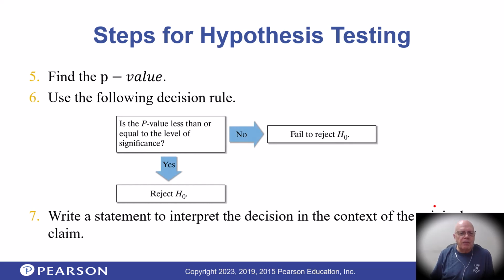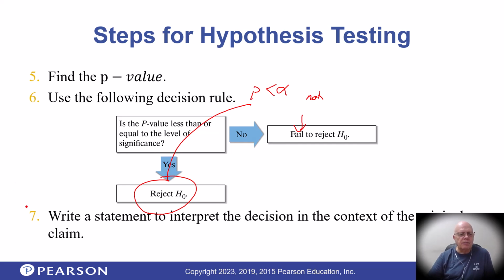After you get the p-value, very easy decision rule. Talk about the p. Is it less than the level of significance? If it's less than, you're going to reject the null. If it's not, then you'll fail to reject the null hypothesis.